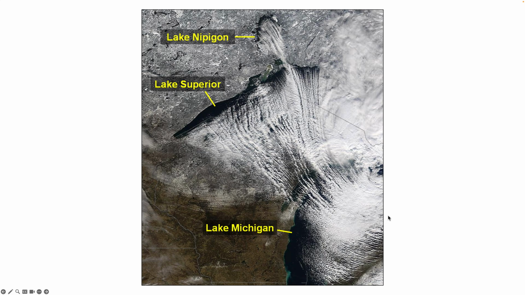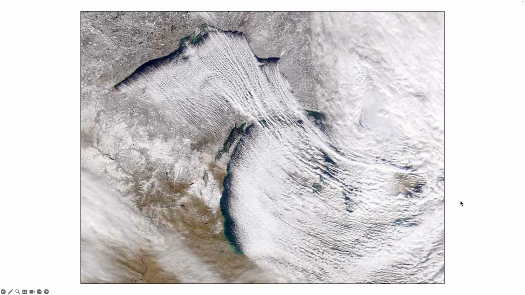So you can see the entire event beginning to flare up again, and new multiple bands getting ready to come off of Lake Michigan onto western Michigan. Here's an even more dramatic example of lake effect, again crossing Lake Superior, Lake Michigan, Lake Huron, and you can even see Lake Erie down here.